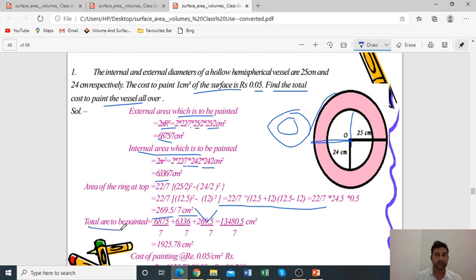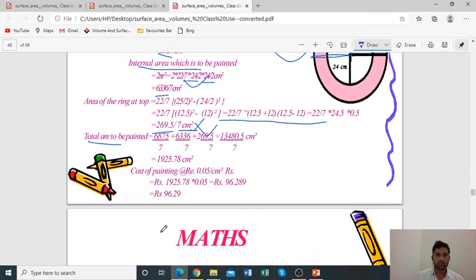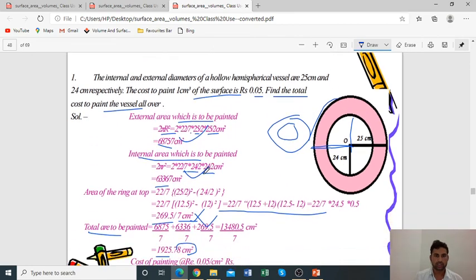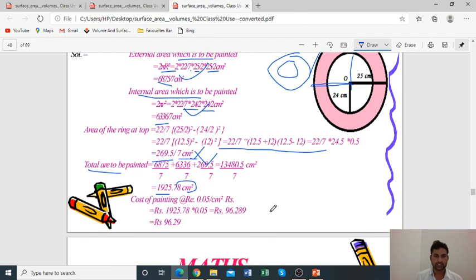So the total area to be painted is the external, internal, and rim areas. So the total area to be painted is 1925.78 square centimeters. And already you know that the cost of 1 square centimeter is 0.05 rupees. So multiplying 1925.7 by 0.05, the total cost is 96.25 rupees.